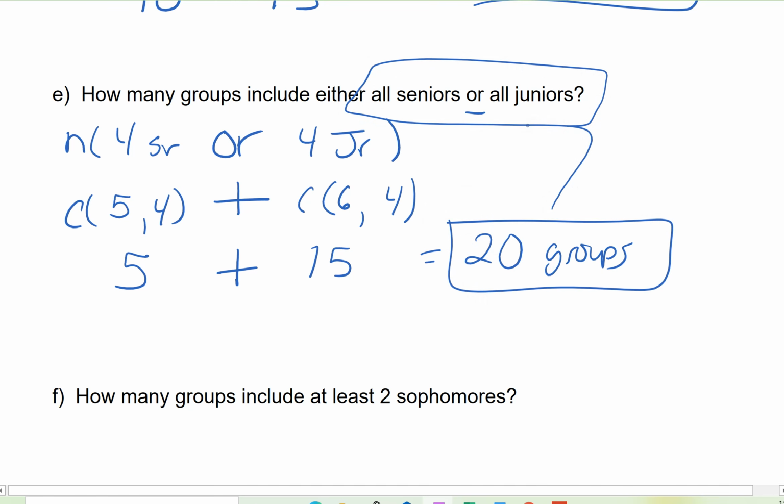We actually know how it's split up. 5 of them were the all seniors, 15 of them all juniors, so there are more all junior groups, because there are more juniors to pick from, right? Having one more person in the junior group made a big difference. I had 6 juniors to select from versus the 5 seniors to select from.